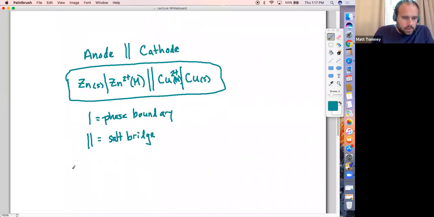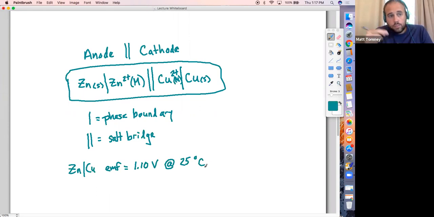So if you take a look at a zinc copper battery, okay, the EMF of that battery is equal to 1.10 volts at 25 degrees Celsius. Okay, so again, thinking of batteries that we use in everyday life, we talk about voltage. So you might talk about a 9-volt battery. Or you might talk about a 1.5 volt battery, which again is like a AA battery.